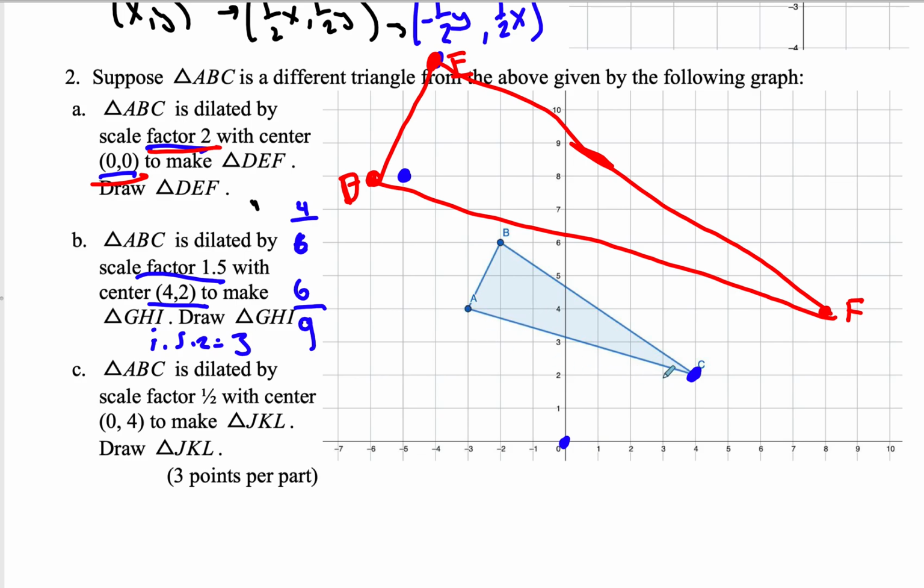Okay, A, 1, 2, 3, 4, 5, 6, 7. So right now it's up 2 over 7. I need to get 1.5 times as far, so it's got to go up 3 and over 10.5-ish. So 1, 2, 3, 4, 5, 6, 7, 8, 9, 10 and a half.